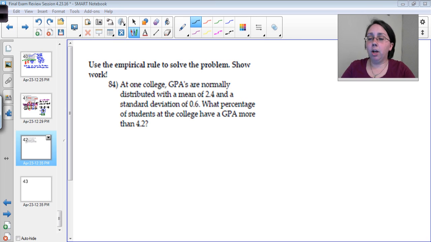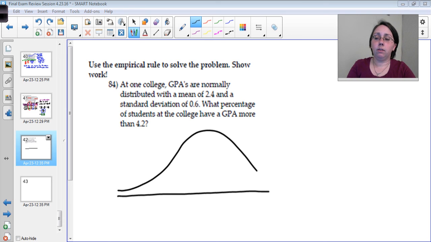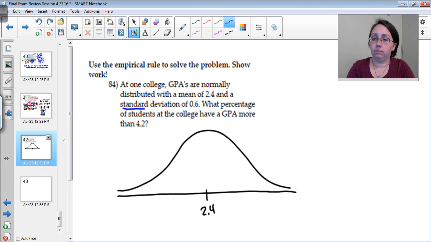Okay. At one college, GPAs are normally distributed. Do you have to draw a bell curve? This is a free response. Do you have to draw a bell curve? Yes. Why? Good point. You have to show your work. Free response. You have to show work. All right. A mean of 2.4 goes where? Middle. Where's your standard deviation go? I have no idea. We'll figure that out in a minute.